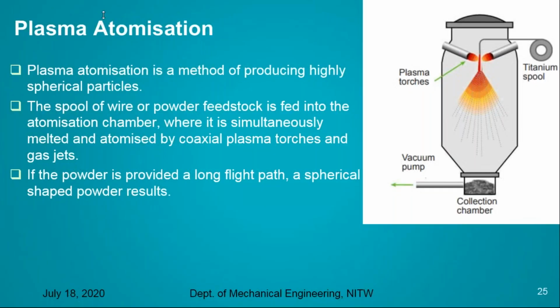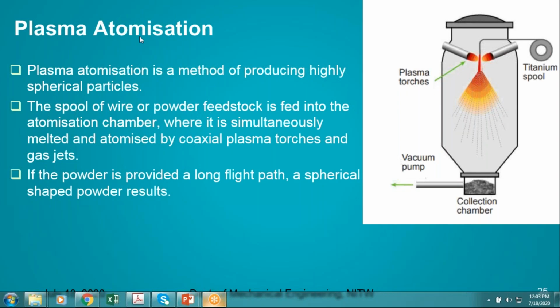You can see plasma atomization is another process in the atomization technique, a method for producing highly spherical particles. Whatever we choose for powder production, gas atomization or water atomization, plasma atomization helps us to produce very good spherical particles. In this case, we are using a spool of wire as the feedstock into an atomization chamber. Instead of a molten pool, here we are using a wire spool for the powder production, and that wire is fed directly into the atomization chamber.